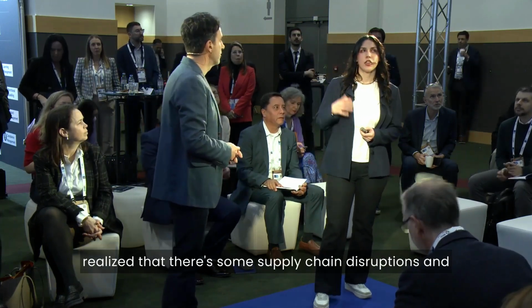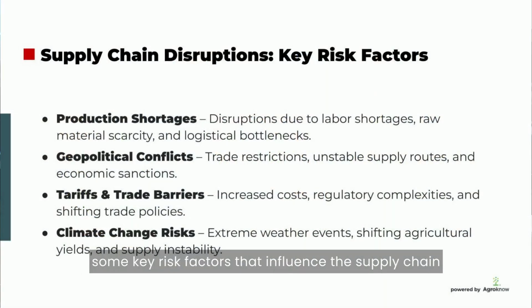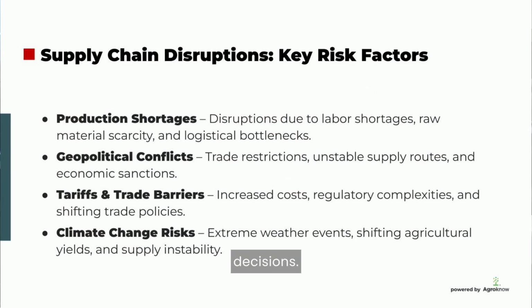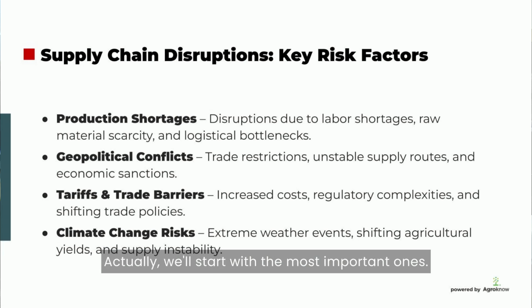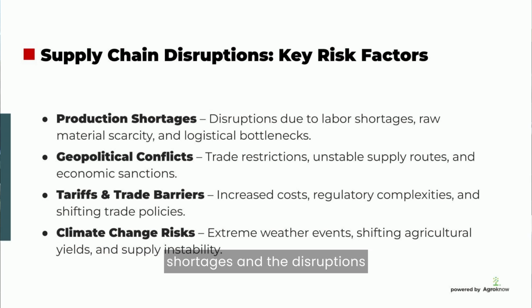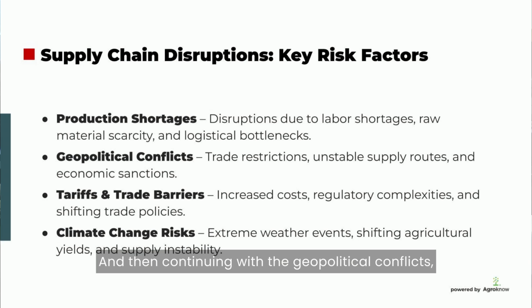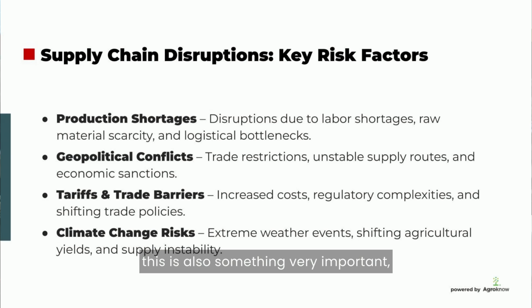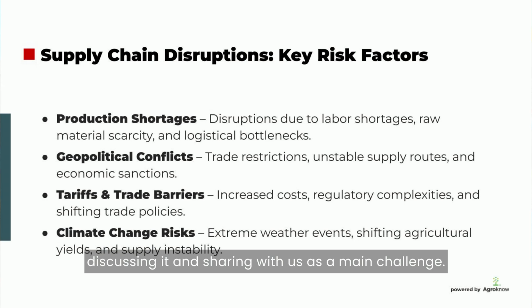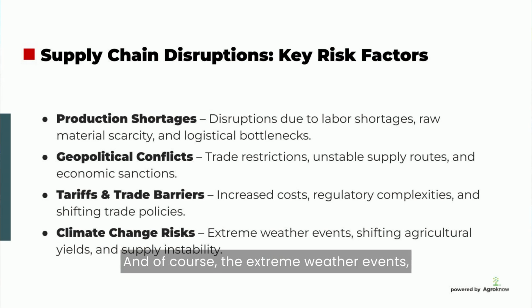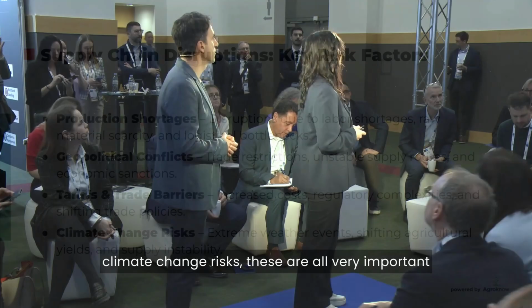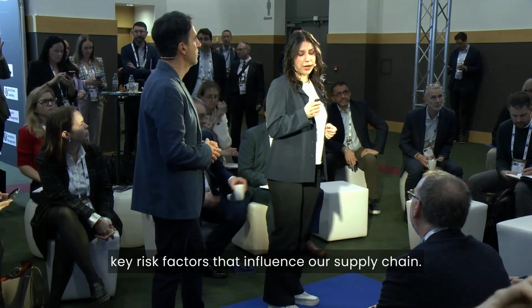We have realized that there are some supply chain disruptions and some key risk factors that influence supply chain decisions. Some of those you can check around here. We'll start with the most important ones. We have heard from leaders that production shortages and disruptions in the supply chain are a huge problem. Then, continuing with geopolitical conflicts, this is also something very important that leaders share with us as a main challenge. We also hear about trade barriers, which are also a very important challenge for them. And of course, extreme weather events and climate change risks are all very important key risk factors that influence our supply chain.